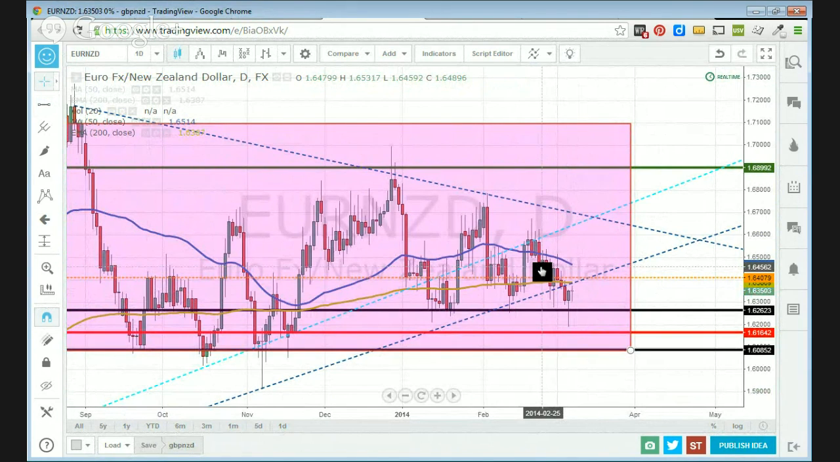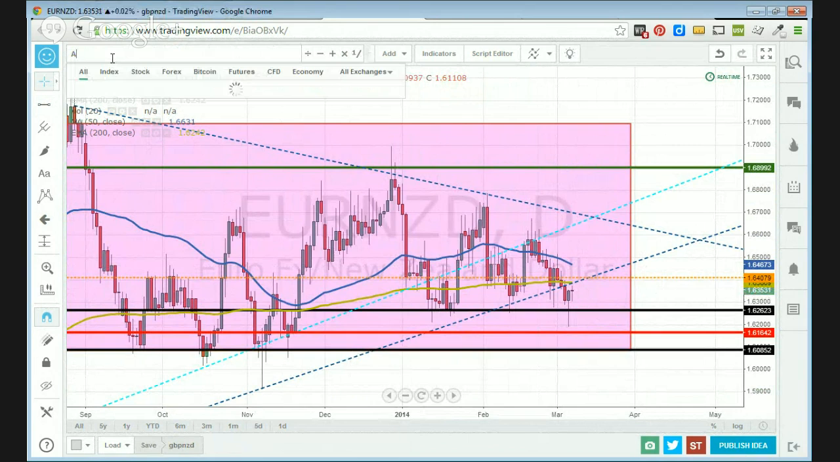Okay, so that's Euro Kiwi. We've looked at Aussie dollar, Aussie Swiss. Those are the trades I have on at the moment. I'm still at near capacity. Okay, so all those trades have not gotten filled.